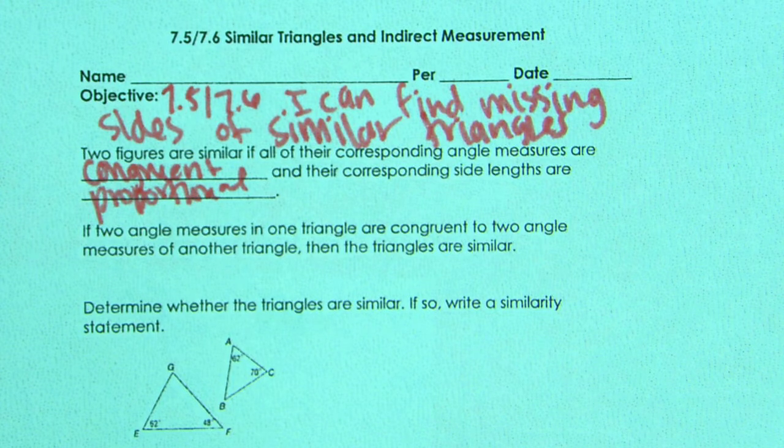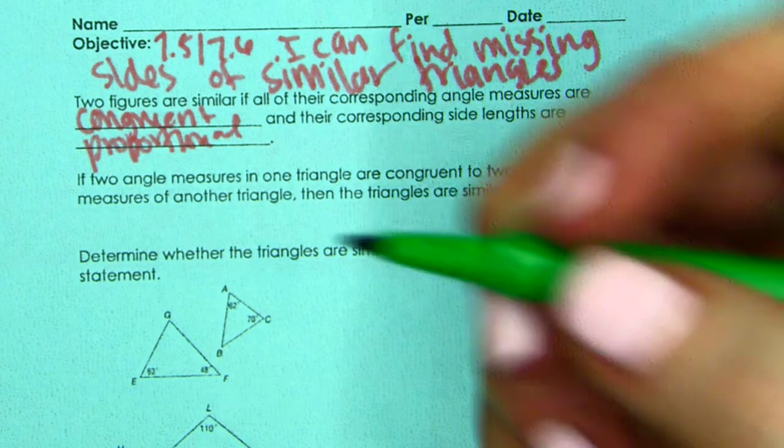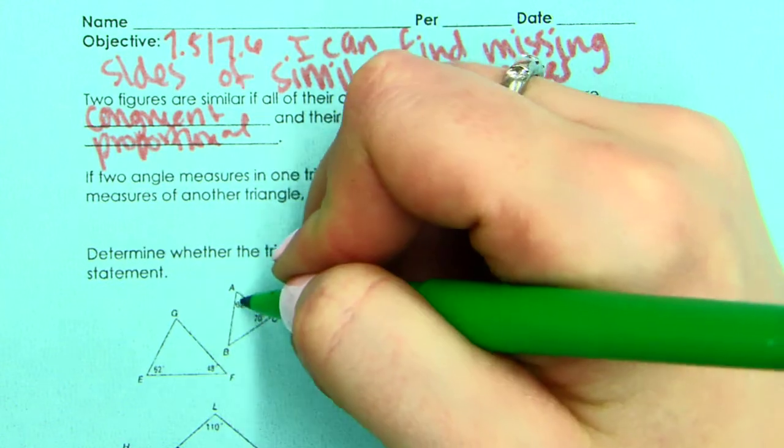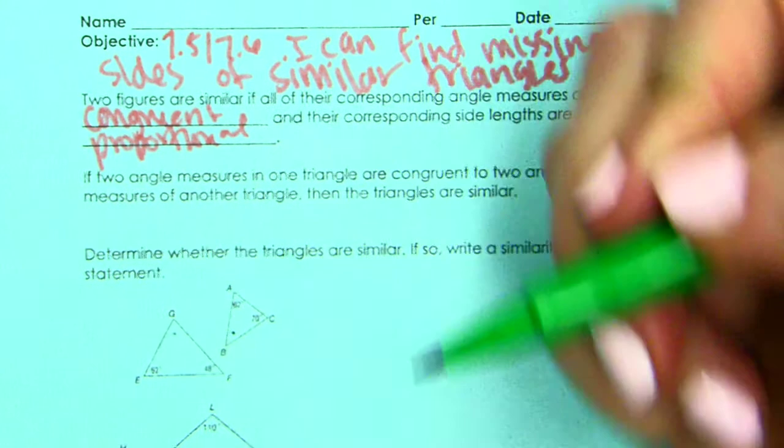So for my first one, I'm going to determine whether these two triangles are similar. If so, we're going to write a similarity statement. It is a little bit hard to read. I know this one is 62 degrees. This one is 48 degrees. This one's 62 degrees, and this one's 70 degrees. So I have to figure out what these are. I don't have enough information.